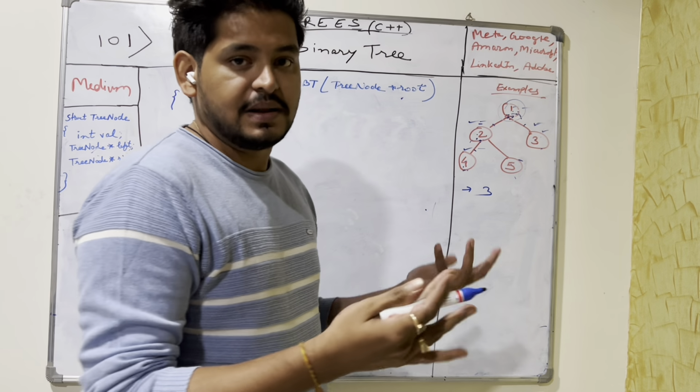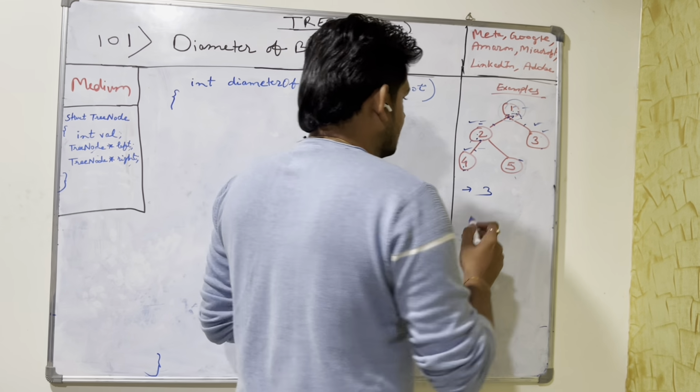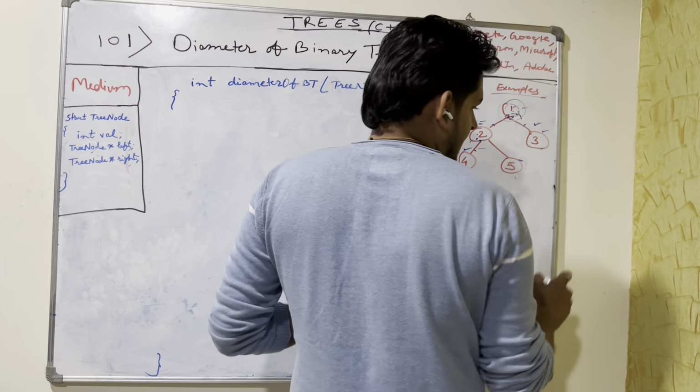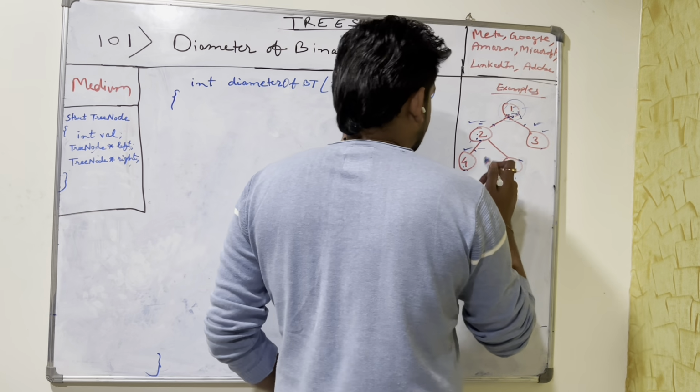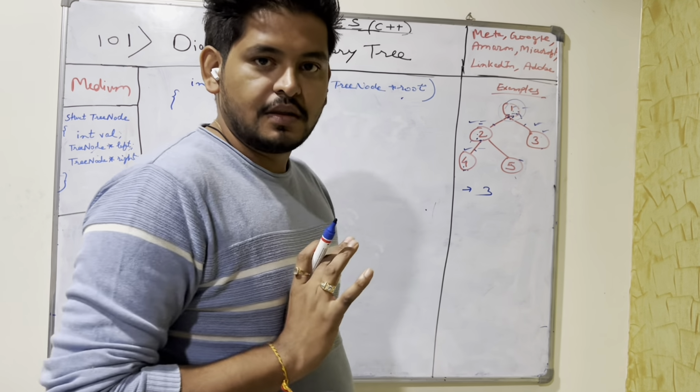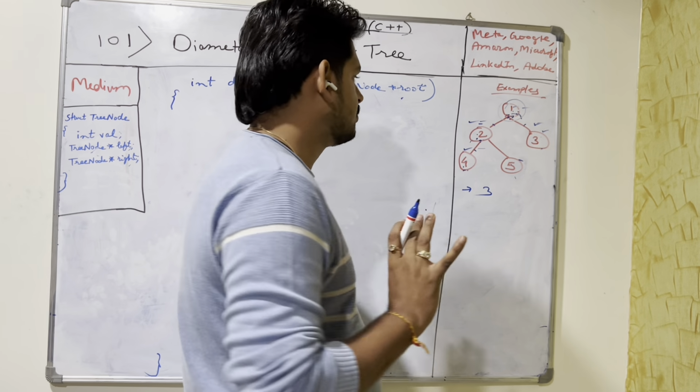If it is more, then we will replace it, right? We'll keep the maximum value from this one. If it is more, then we'll replace that. So that way we can find it. So we'll be able to solve this question in this way.